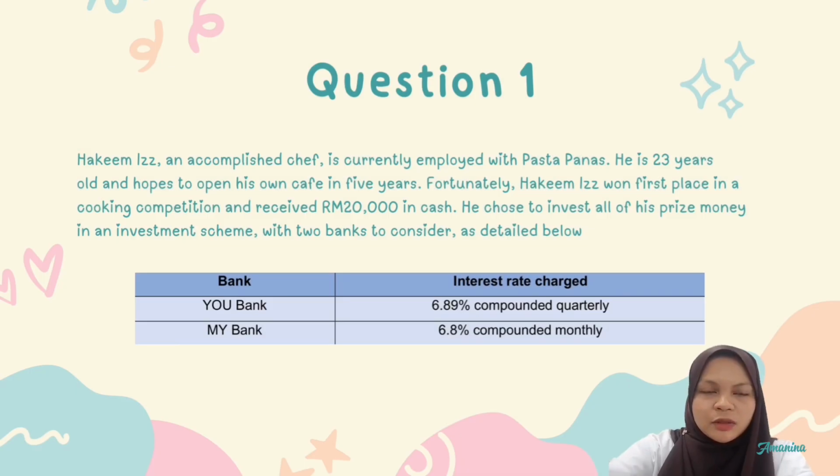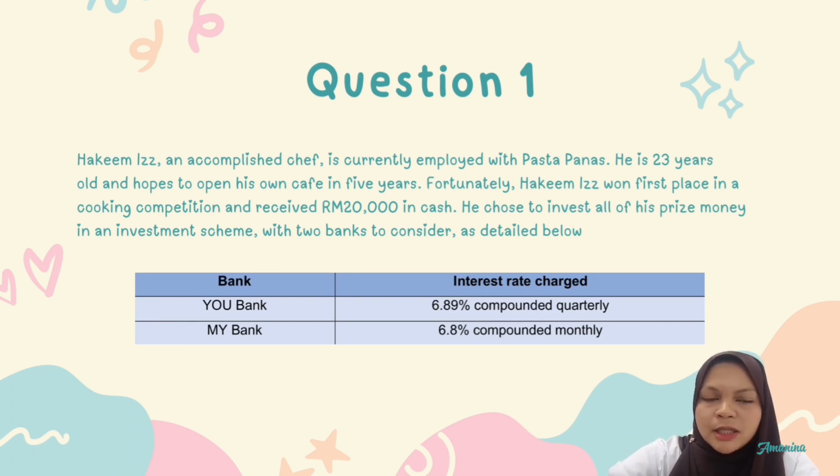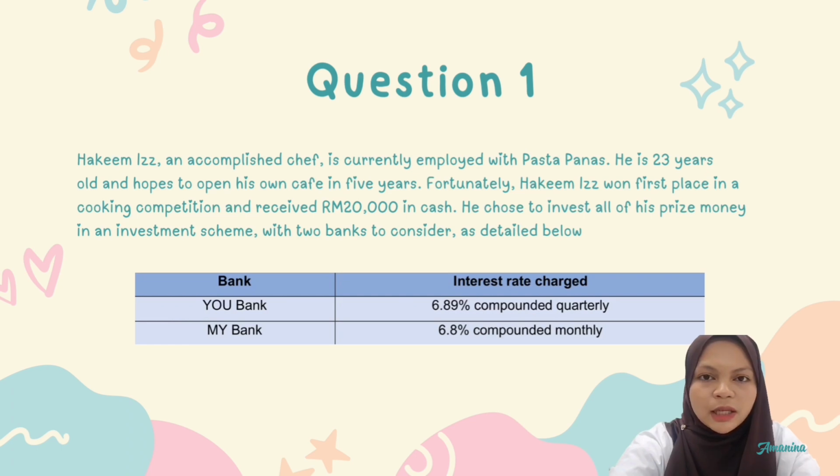Next, I will show you guys how to answer question 1 from compound interest. Hakim is an accomplished chef, currently employed with Pasta Panas. He is 23 years old and hopes to open his own cafe in 5 years. Fortunately, Hakim won first place in a cooking competition and received 20,000 ringgit in cash. He chose to invest all of his prize money in an investment scheme with two banks to consider, as detailed below: YOU Bank 6.89% compounded quarterly and MY Bank 6.8% compounded monthly.